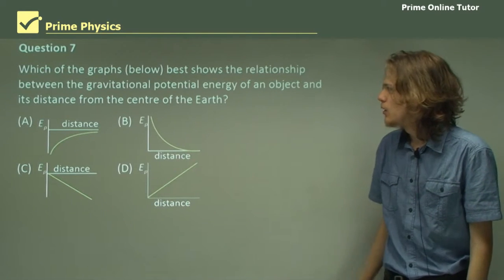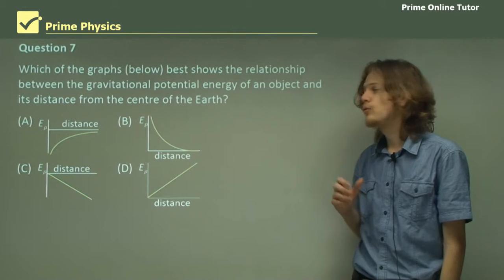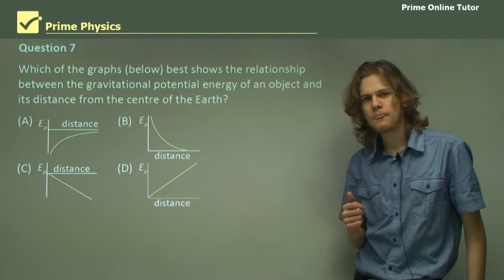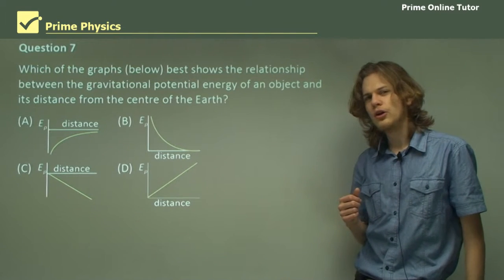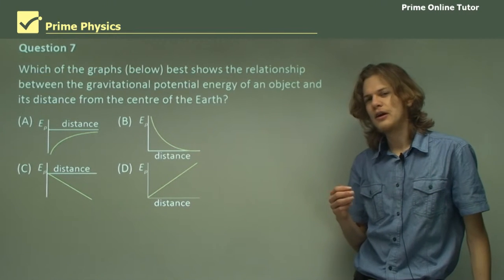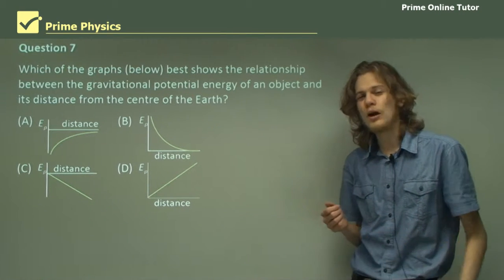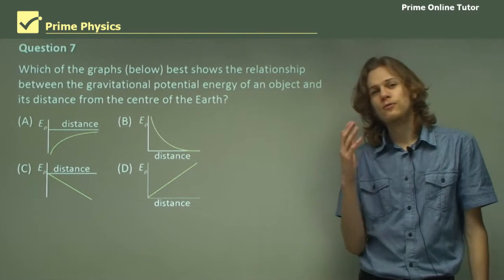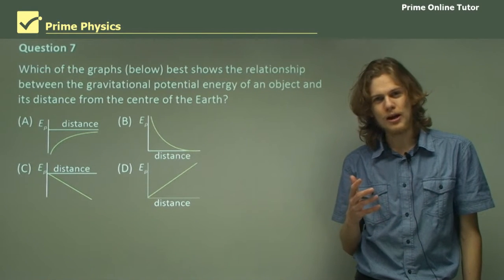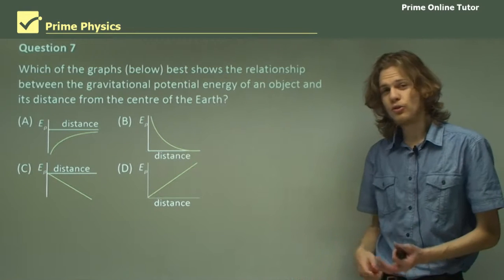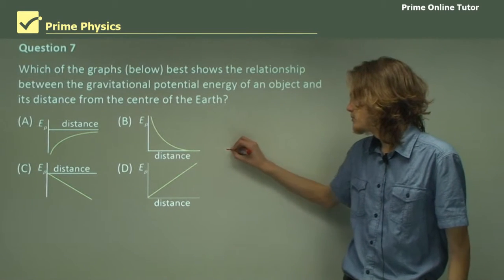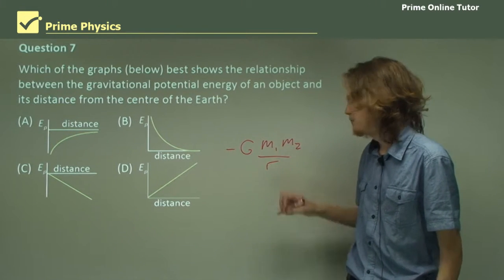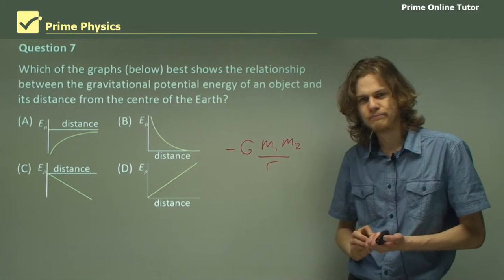Question 7. Which of the graphs best shows the relationship between the gravitational potential energy of an object and its distance from the center of the Earth? So in a question like this, we're going to assume that we are in fact moving a fairly large distance away from the Earth, and not just up a few meters. That means that the force on the object will change as we go further away. The equation that we want to use to model this is GMm over r. This will be our potential energy, right?